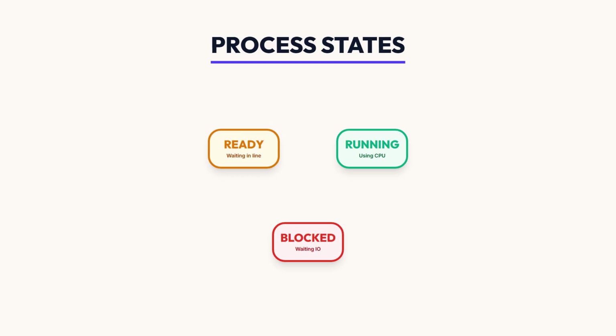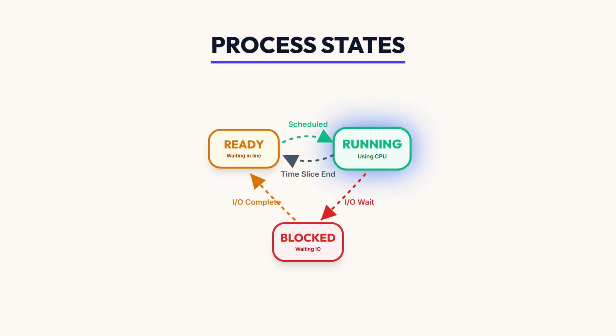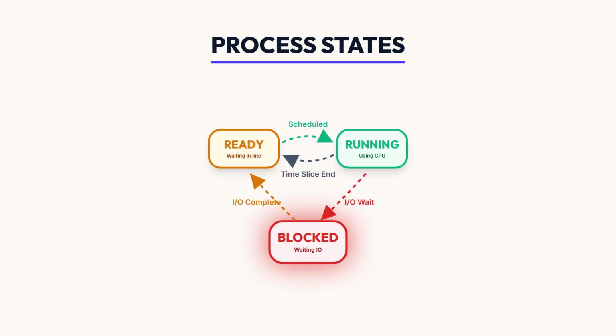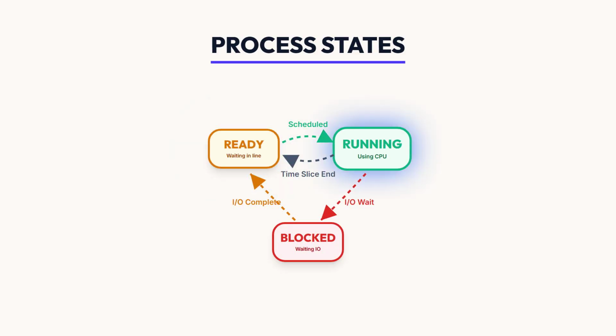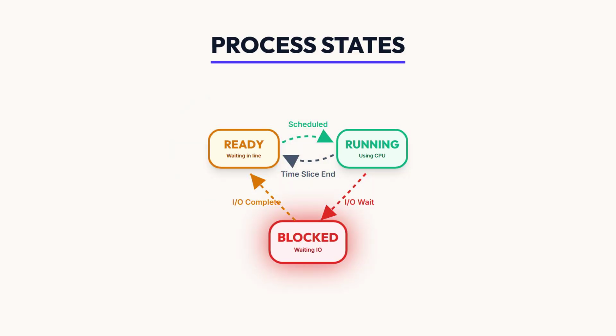This means the process is waiting for something, like data from disk. For example, if a process asks to read a file, it has to wait until the data comes. During that time, it cannot use the CPU, so it becomes blocked. Once the data is ready, it moves back to the ready state, and then eventually, the OS schedules it again to run. So processes keep moving between these states: running, ready, and blocked. This is happening continuously inside your computer.